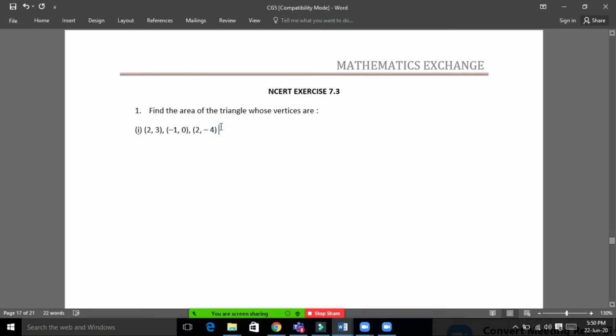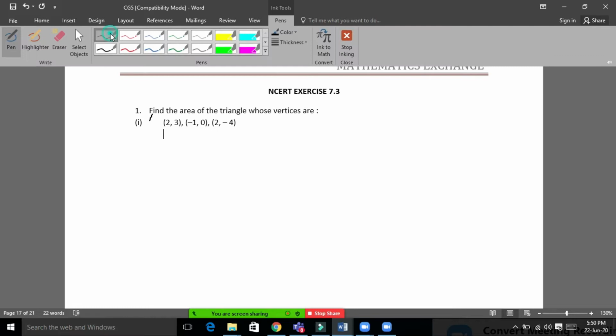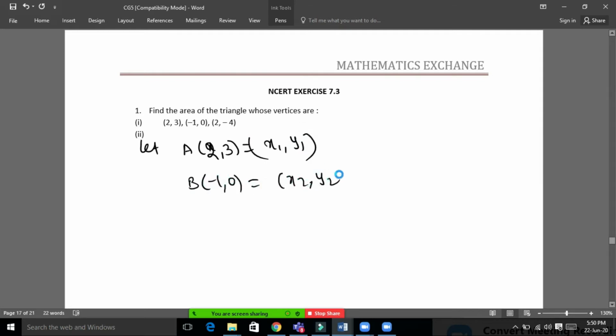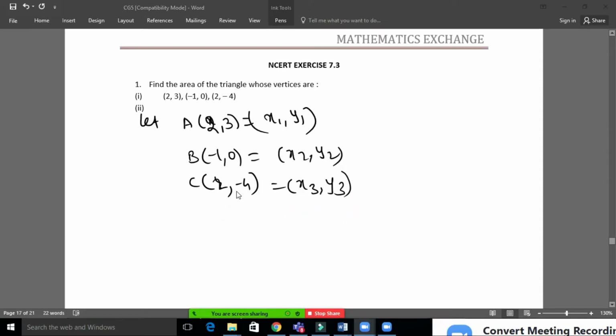So the first question is: find the area of the triangle whose vertices are (2, 3), (-1, 0) and (2, -4). In this problem we have to find the area of the triangle, so let A(x1, y1) be (2, 3), B(-1, 0) be (x2, y2) and C(2, -4) be (x3, y3). So these are the three coordinates, the three vertices.